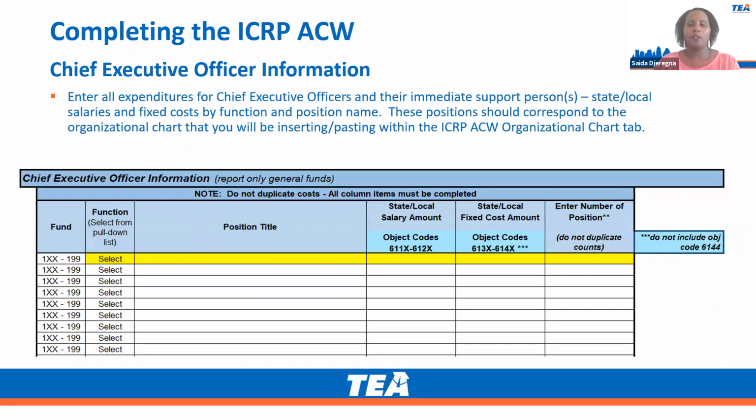Chief Executive Officer information. Enter all expenditures for Chief Executive Officers and their immediate support person, state and local salaries, and fixed costs by function and position name. These positions should correspond to the organizational chart that you'll be inserting and pasting within the ICRP ACW org chart tab that we looked at earlier. TEA will review and verify that the org chart supports the position titles and details entered in this section.